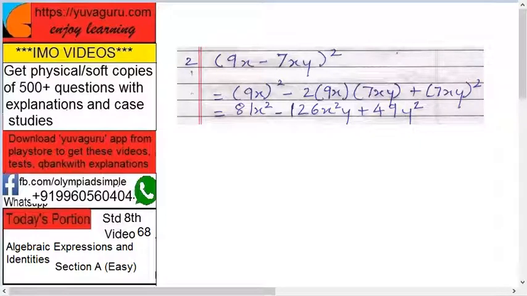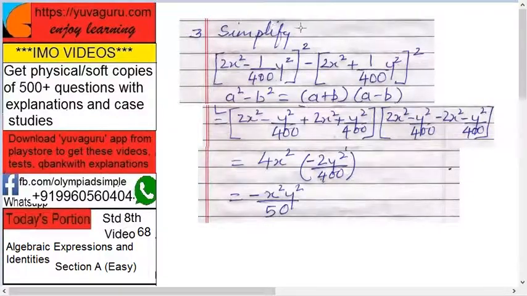49y square. That is the required answer. Next is simplify: (2x square minus 1 upon 400 into y square) the whole square minus (2x square plus 1 upon 400 into y square) the whole square.